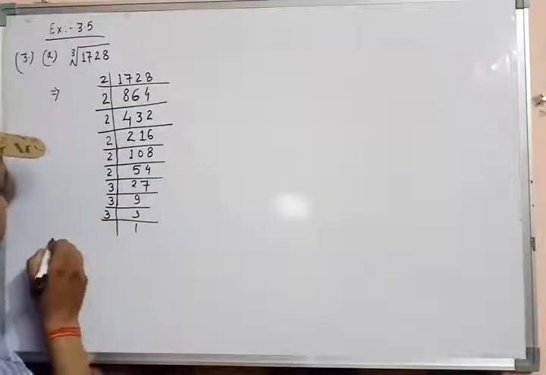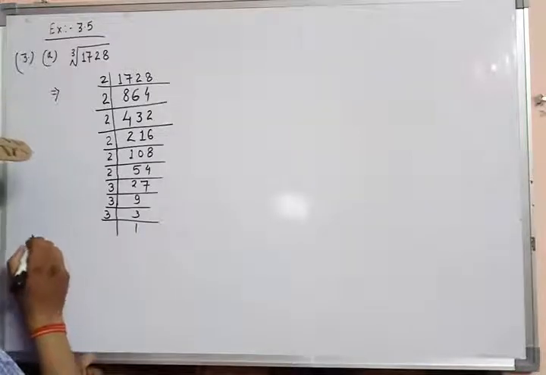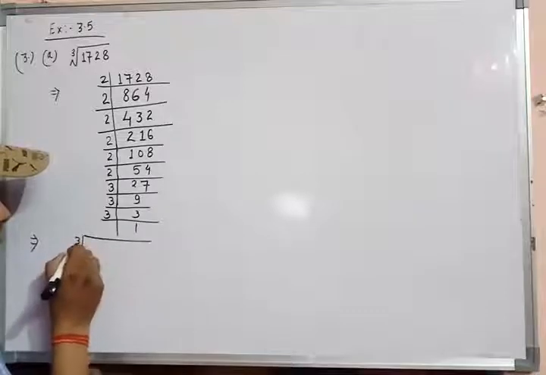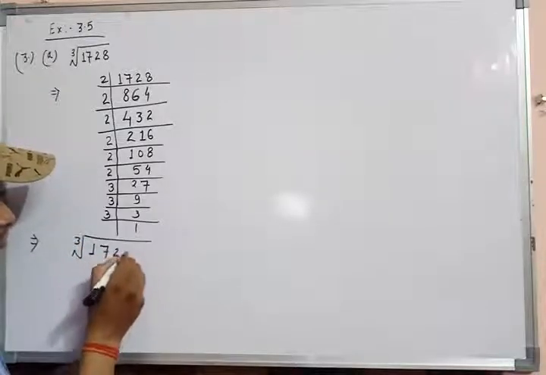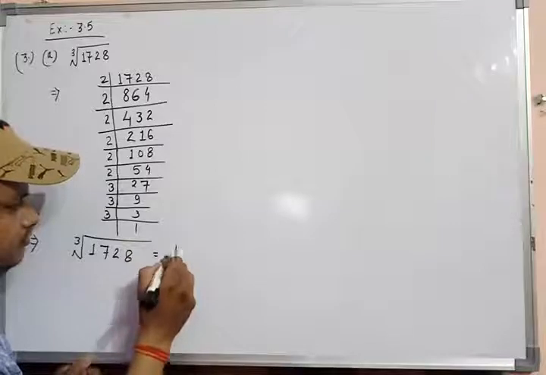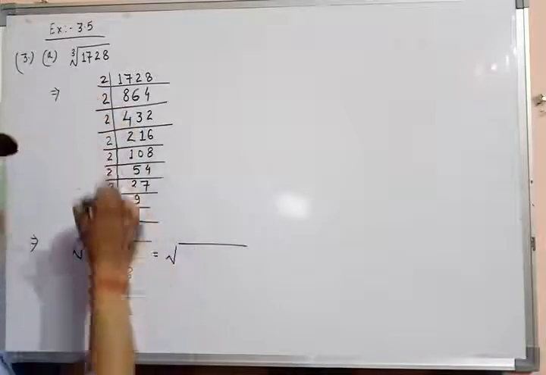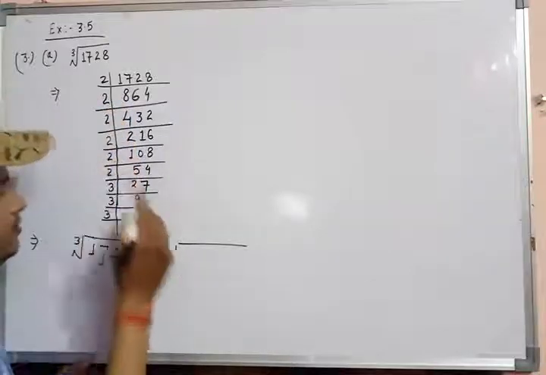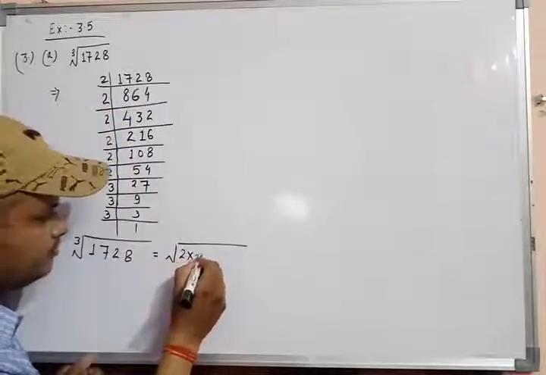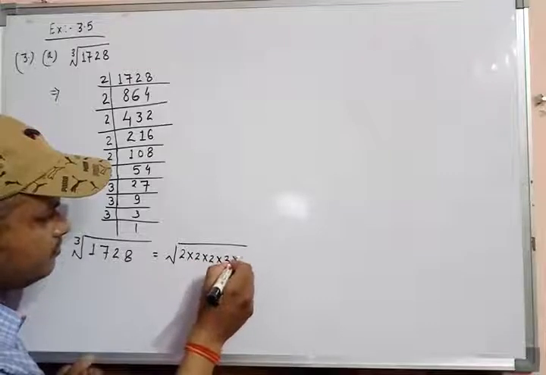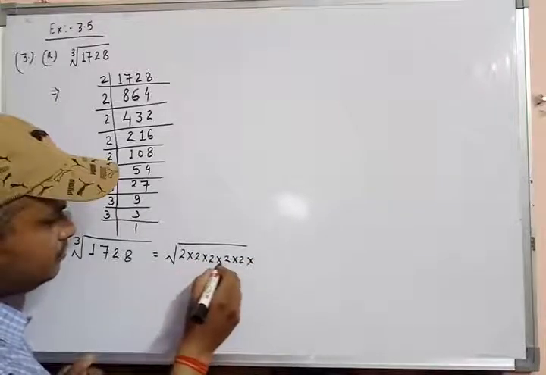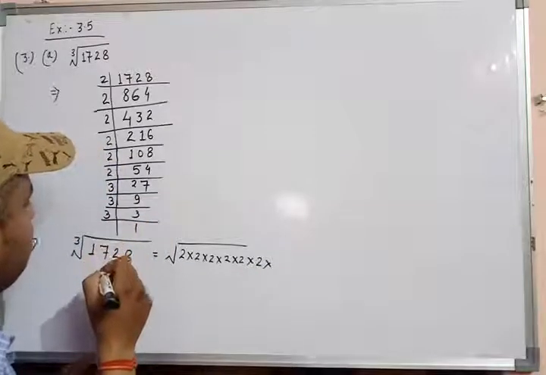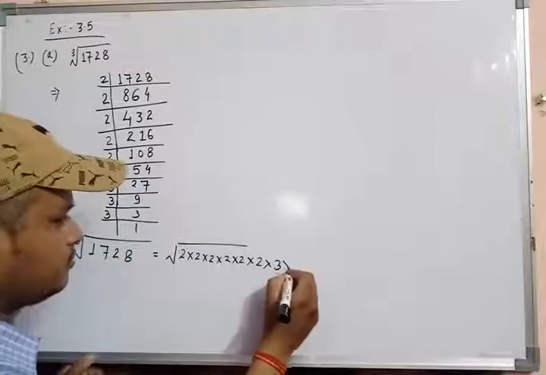Now we can write 1728 is equal to, how many times have I written 2? 1, 2, 3, 4, 5, 6 times. And 3 is 3 times.